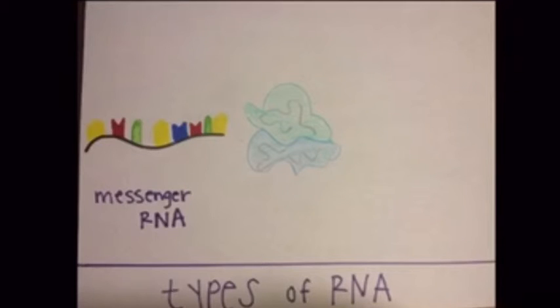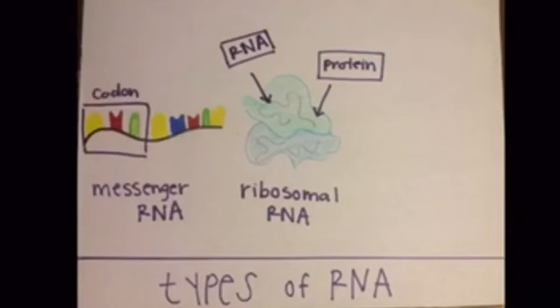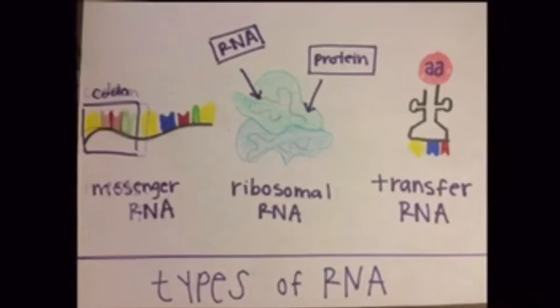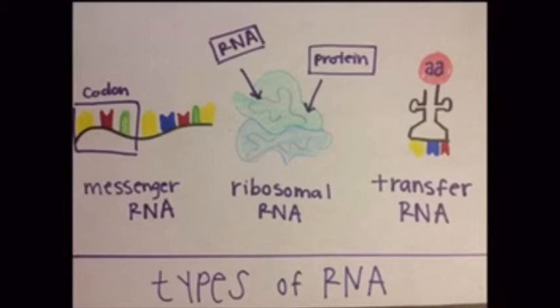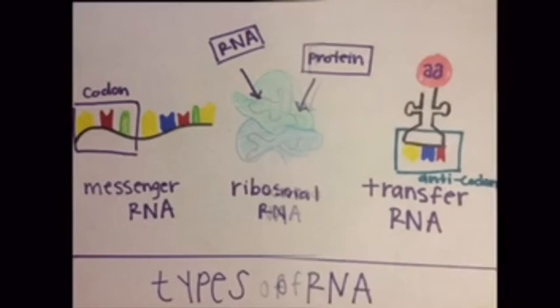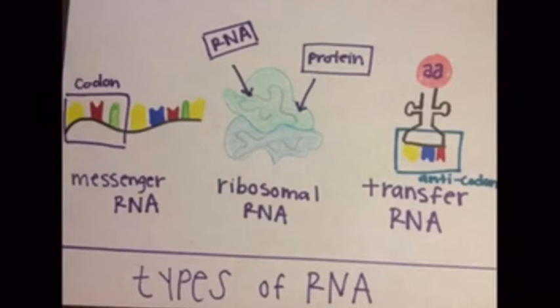mRNA is read 3 bases at a time. The 3 bases are called codons. The ribosomes are made of protein and RNA. Ribosomes are the protein-making machines that read the mRNA code and add the correct amino acid using tRNA. tRNA is transfer RNA. Its purpose is to transfer the amino acid. It has an anticodon on one side that will match with the codon on the mRNA. Together, these make translation happen.